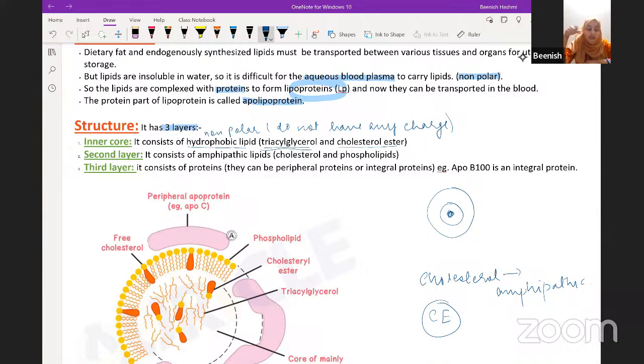Now the second layer consists of amphipathic lipids. What are they? Amphipathic means compounds having both polar and non-polar portions in their structure. They are amphipathic.